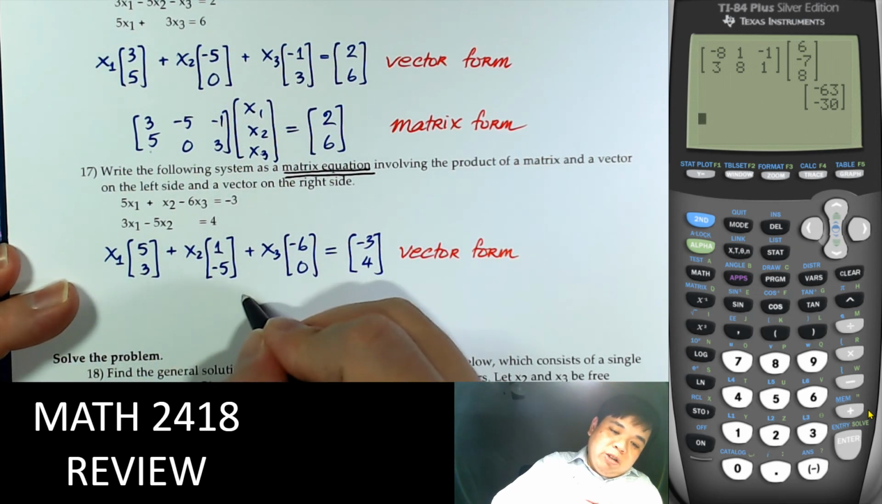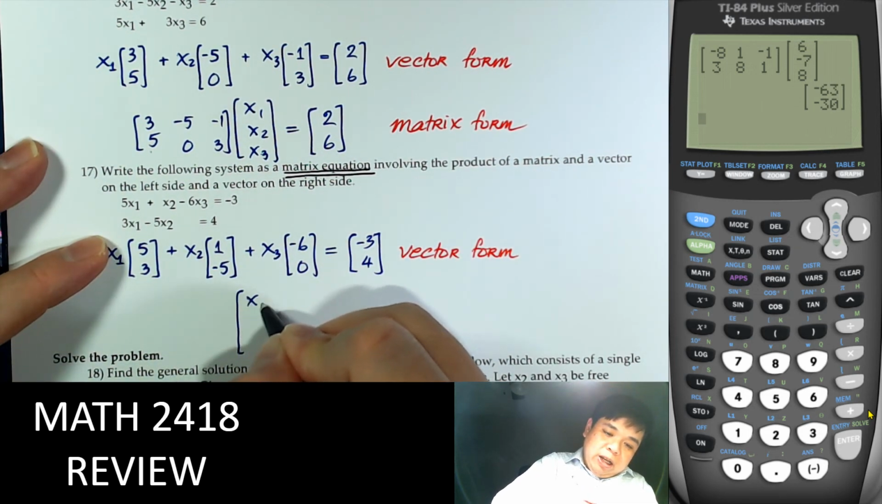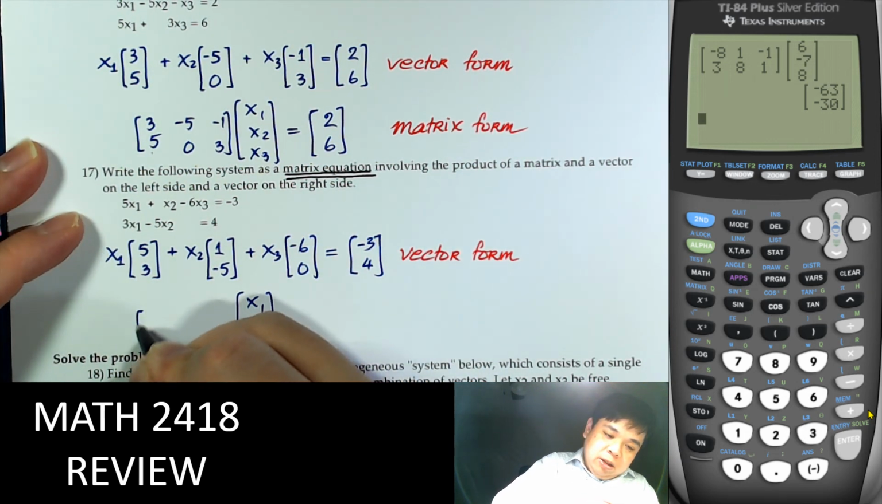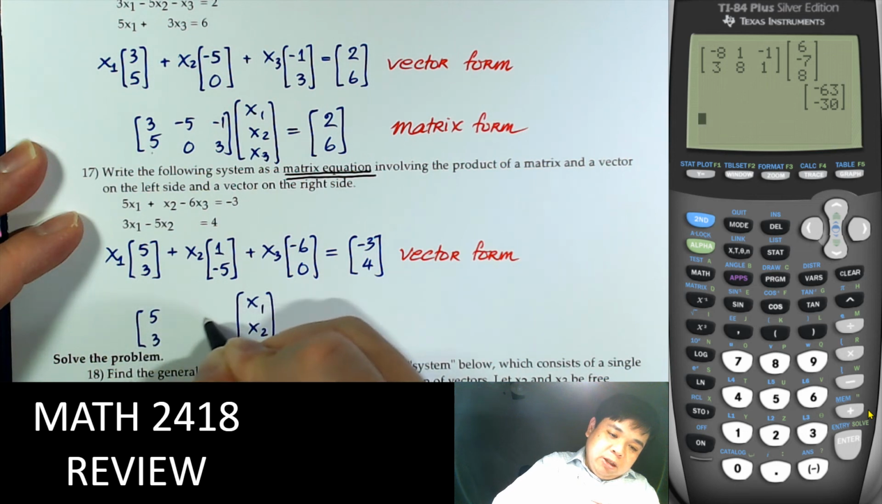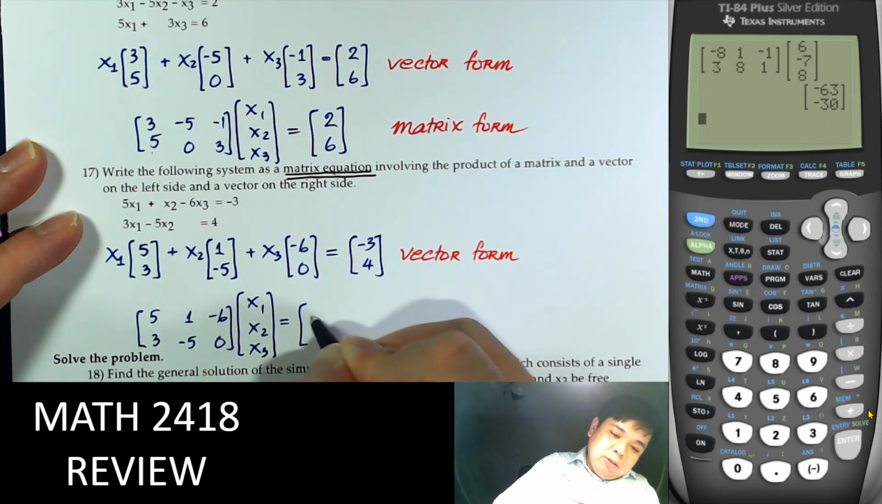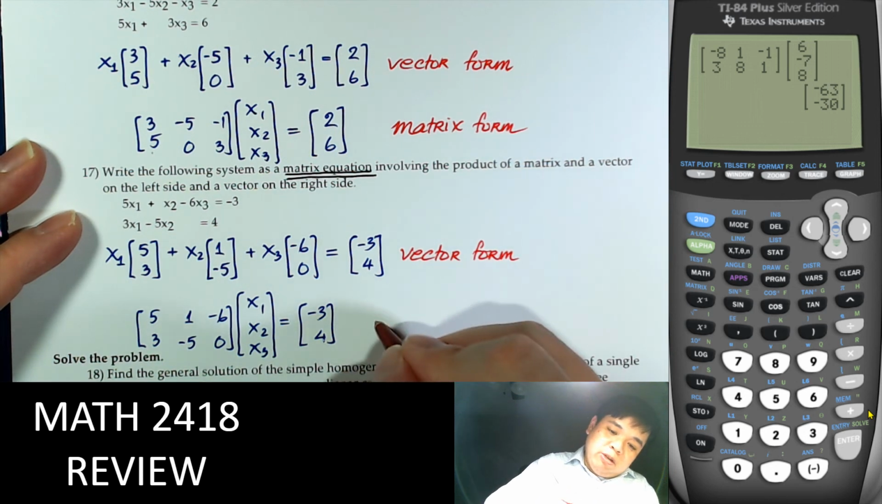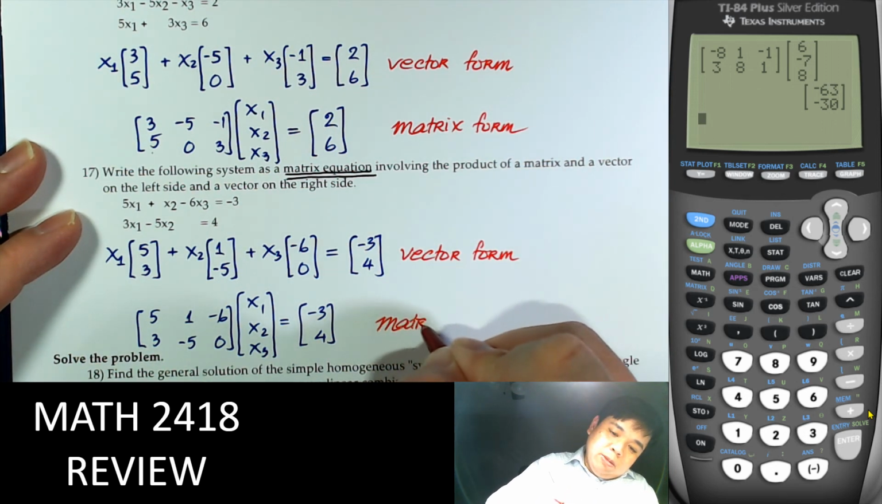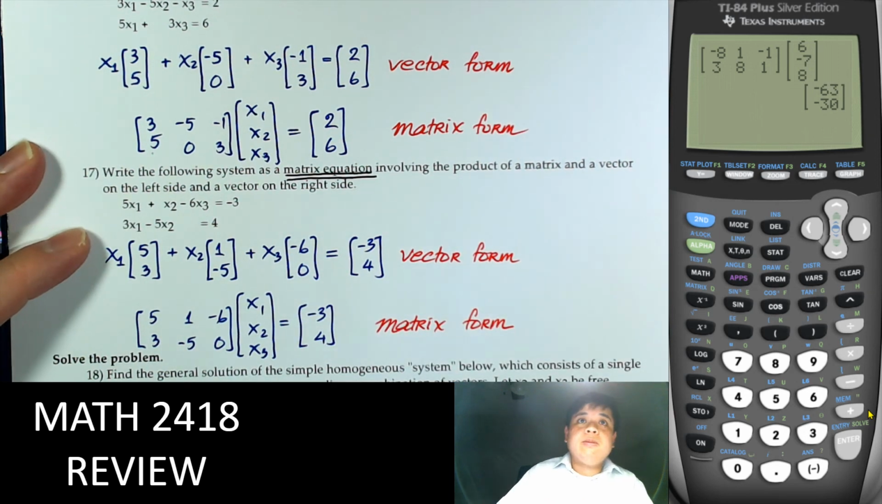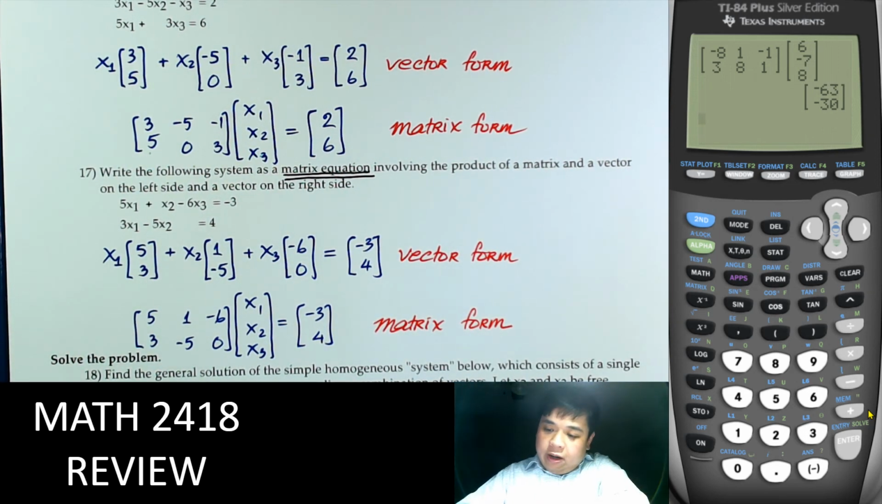In the matrix form, we're going to stack the weights x1, x2, x3 as a column. And then we have 5, 3, 1, -5, and -6, 0. That is the matrix form. So that's what we have.